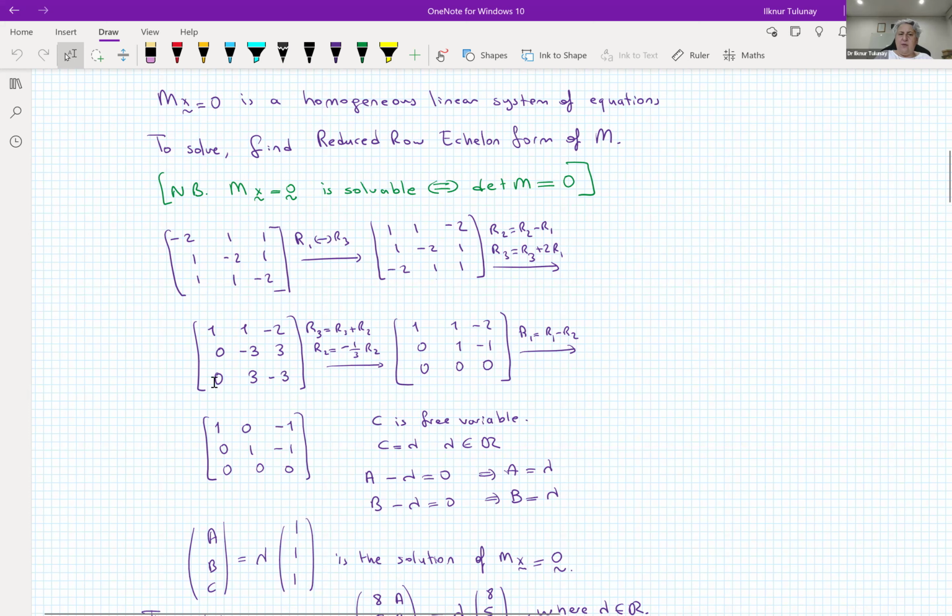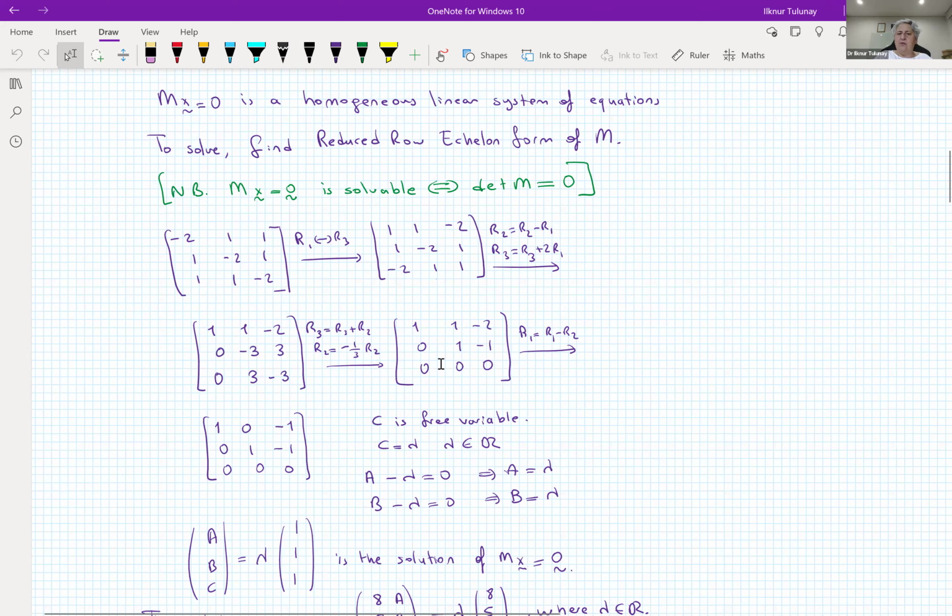So I can make this row 1, 1, and this row minus 1, 1. But we can just add this one to here, add this one to here, so that I will have 0 here. So add here, 0, 0, and divide the second row by minus 1 over 3. Then I will obtain this matrix.